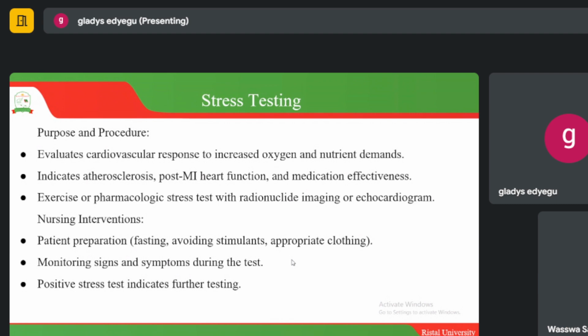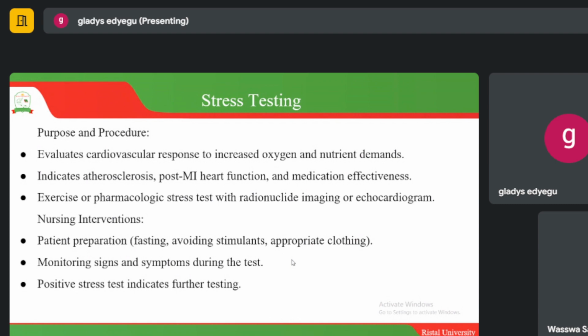What could be the nursing interventions? Having talked all this, we need to know how you are going to intervene as a health worker, as a nurse. So nursing interventions basically look at what you're going to do, your response towards the condition of your patient. So patient preparation: you have to avoid stimulants, avoid fasting, and have appropriate clothing for your patient. Then monitoring signs and symptoms during the test.